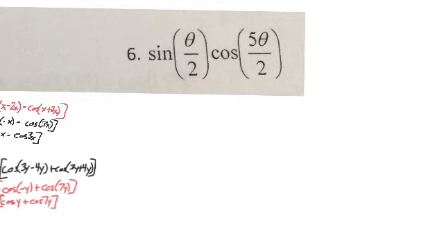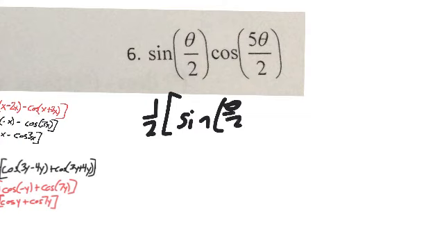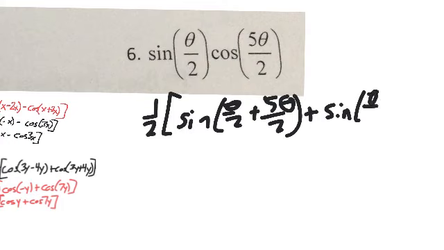Okay, then the last one here, I've got sine of theta over 2, cosine of 5 theta over 2. So sine times cosine is a product. That would be the third one. So I can rewrite this as 1/2 times sine of x, which is theta over 2, plus y, which is 5 theta over 2, plus sine of x, which is theta over 2, minus y, which is 5 theta over 2.